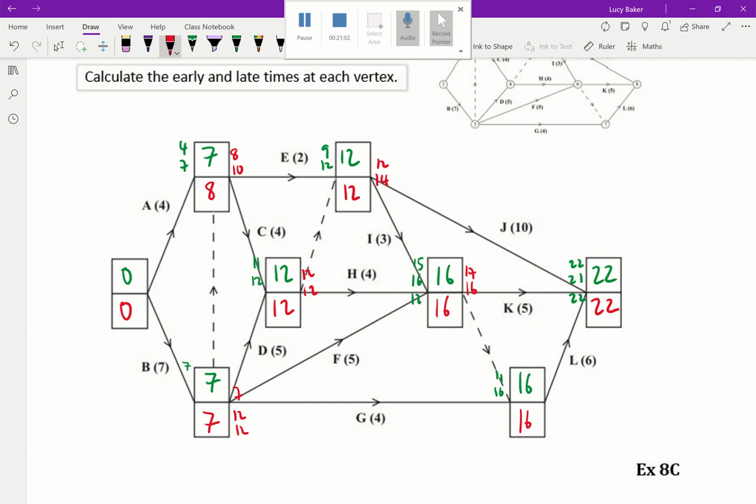So there you have it, early and late times. Make sure you get good practice of these from exercise 8C. They are a little bit confusing, and as you could see through my demonstration there, it can be quite easy to miss potential paths. So do take care and practice them lots so you get the hang of it and learn to spot those more easily.